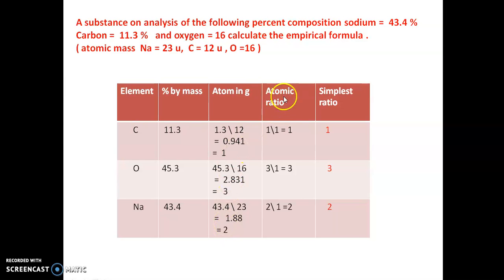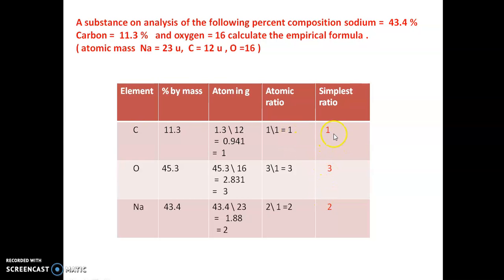Then we take the atomic ratio. For the atomic ratio, you have to consider the smallest atom in grams. Here the smallest atom in gram is 1. So these three atom in gram values are divided by the smallest, that is 1. 1 divided by 1 is 1, because it is the smallest one. 3 upon 1 is equal to 3. 2 upon 1 is equal to 2. The simplest ratio is 1, 3, and 2.